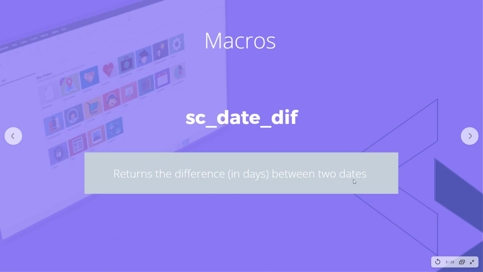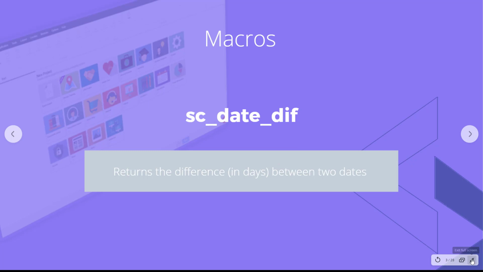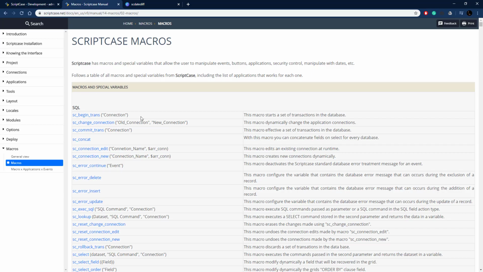This is one of two macros that tells you the difference between two dates. This one tells you in days. It returns the difference in days between the two dates. That's important. So let's go ahead and look at the documentation to see how to use this.